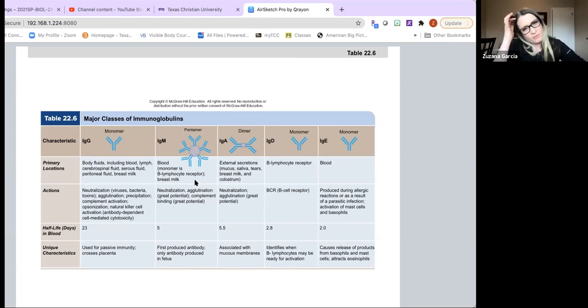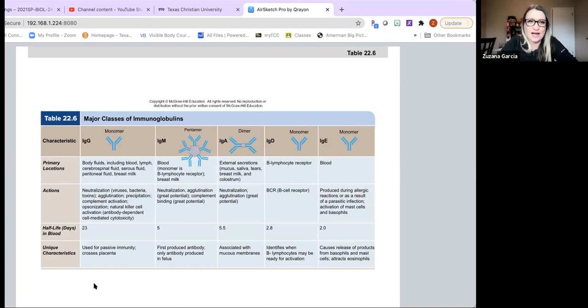What I would like you to know from this section is the unique characteristics of each. You don't need to memorize the half-life. You don't need to really remember the actions using that terminology. I think it's easier for you to remember specifically where they are found, or specifically what they are doing, which is listed under those unique characteristics.